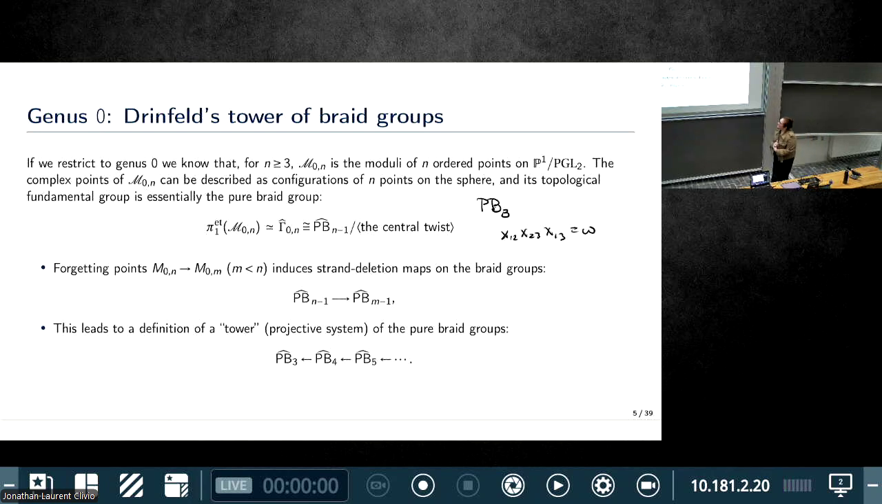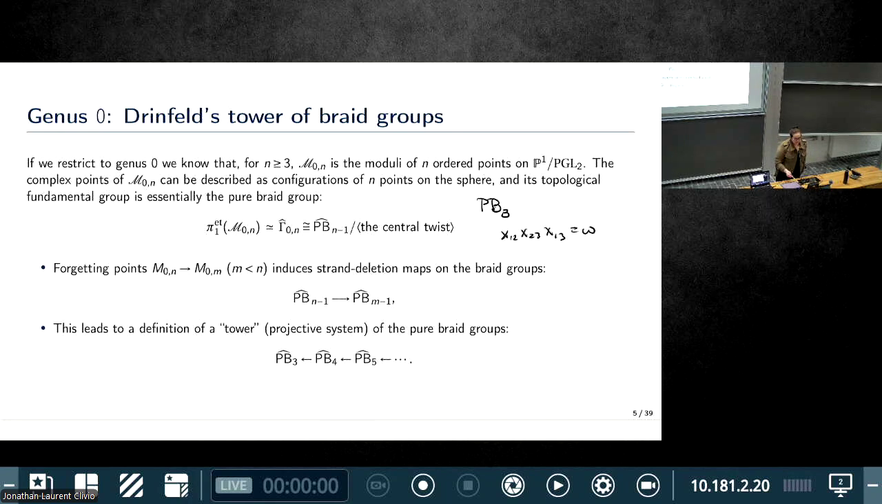So Drinfeld was looking at these pure braid groups, and he actually wanted to find some relations between them to reflect properties of braided monoidal categories. And in fact, the relations he found were things that come from, they're reflected in forgetting points on the configuration spaces, or forgetting points between the moduli spaces. So I could go from, say, M_{0,n} to M_{0,m}, where m is less than n, by just forgetting a few points. Okay? And what does that look like on the braid group? That looks like deleting strands in the braid group. And in fact, this led to sort of a tower.